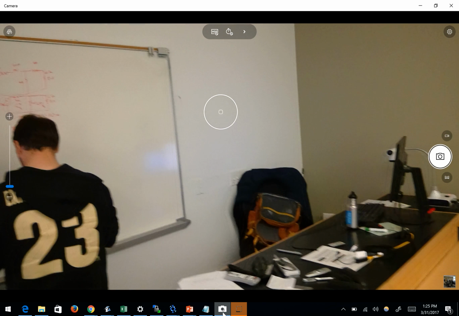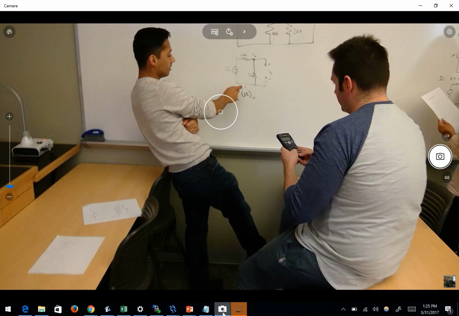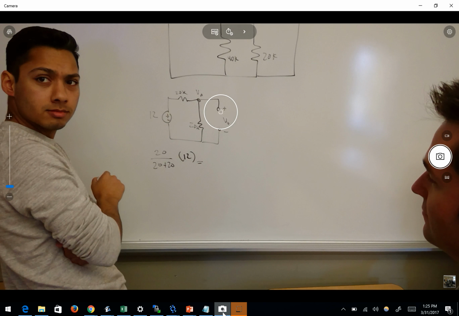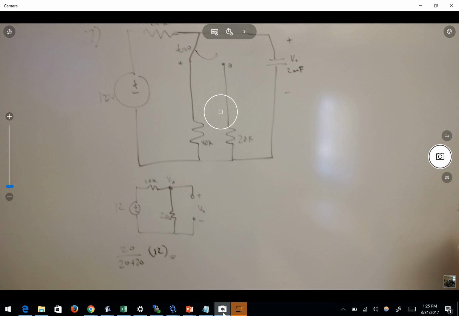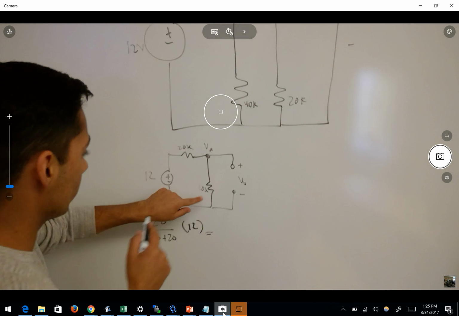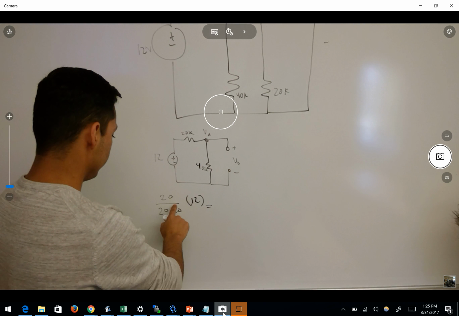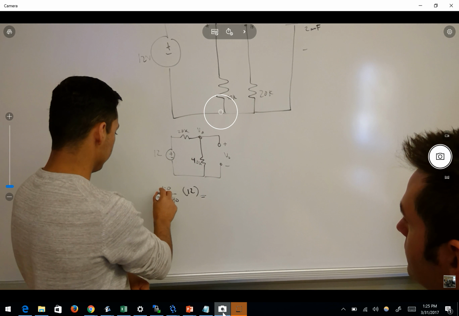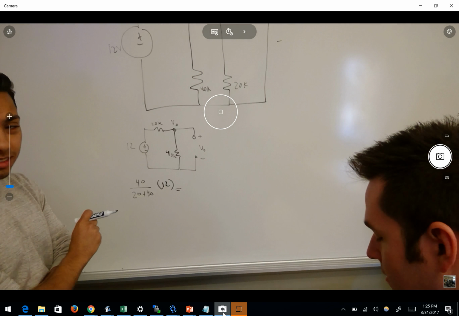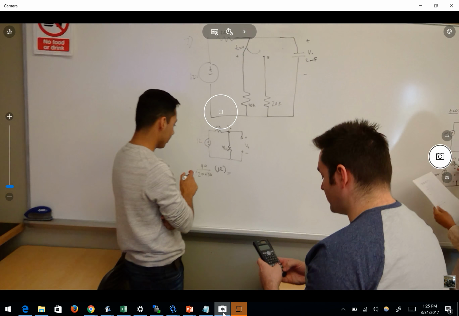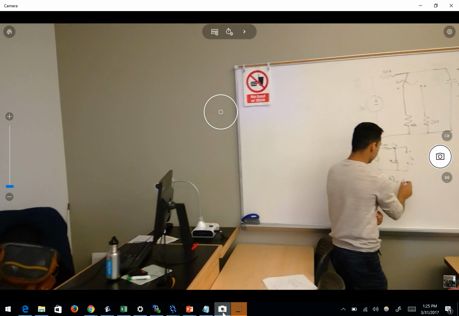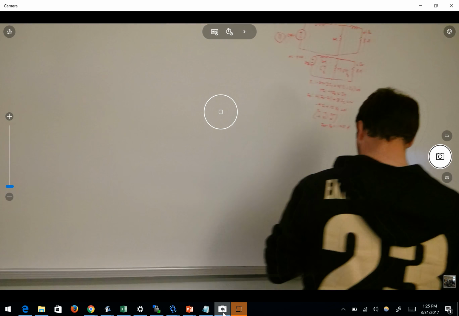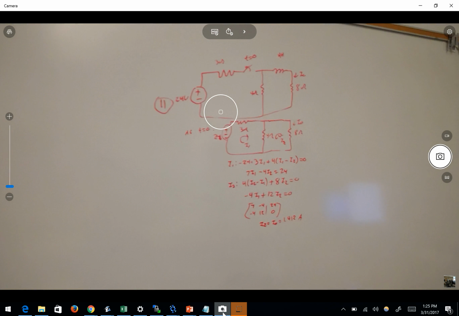Is that right? The voltage divider formula? Oh, that's just 12 times 6. No, wait, isn't that 40? Oh, that's 40 right there. So 2/6 is 1/3 times 12. That should be 4. Oh, 4 over 6, right? 2/3 of 12. Okay, should be 8. So that's our 8. Now let's find tau.